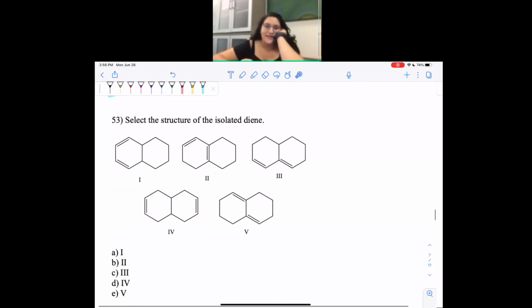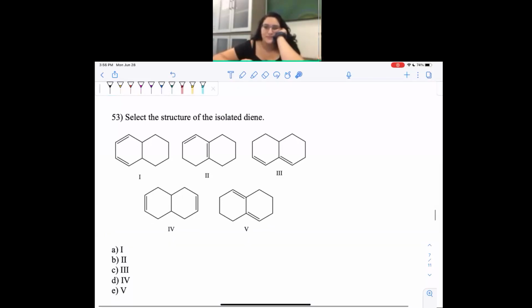Okay, isolated diene. Tell me right quick, what is it? 4, yes, and all the rest of them are conjugated. And yes, just to recap, the last one you are correct. The single bond gets shorter the closer they are to triple bonds. Correct.